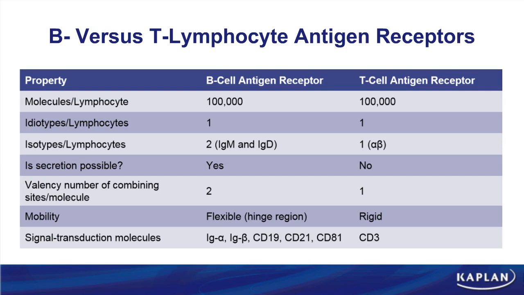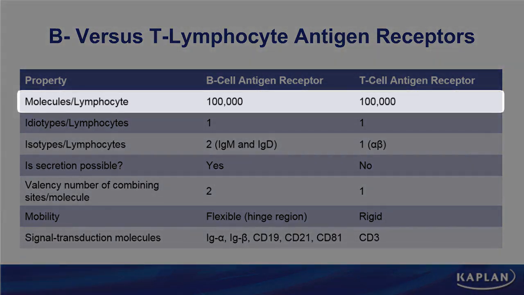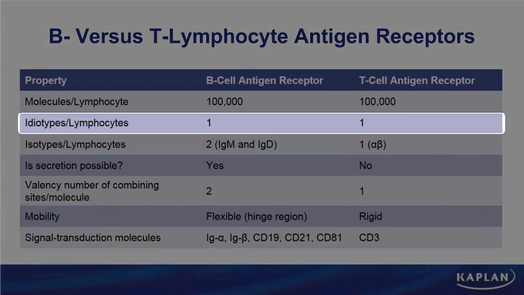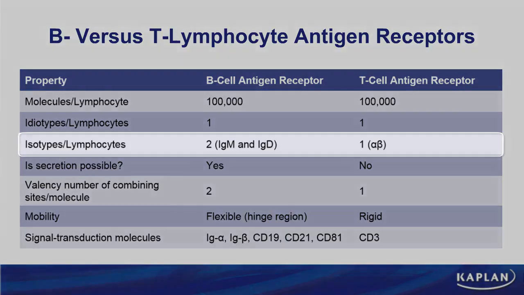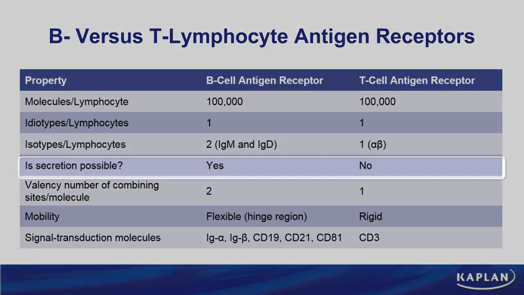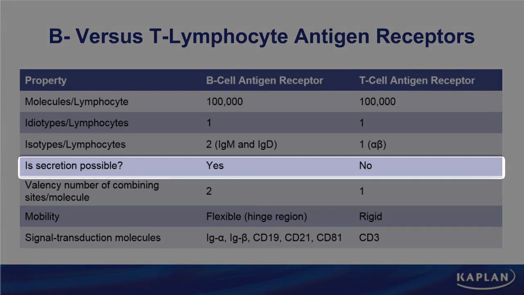So now let's take a look at some of the similarities and differences between the B cell and the T cell receptor. They have approximately the same number of receptors per B cell and T cell. Each receptor can only bind one antigen. However, when we look at the B cell receptors, we recall that there can be two different isotypes per cell, at least on naive B cells, IgM and IgD, versus a T cell receptor that only has one isotype per cell. B cell receptors can be secreted from B cells when they differentiate into plasma cells. However, T cell receptors are never secreted.